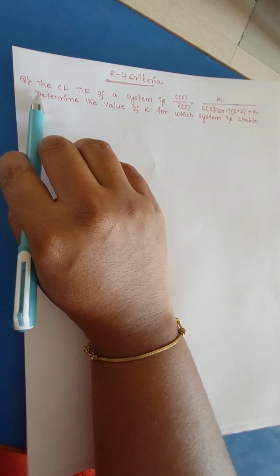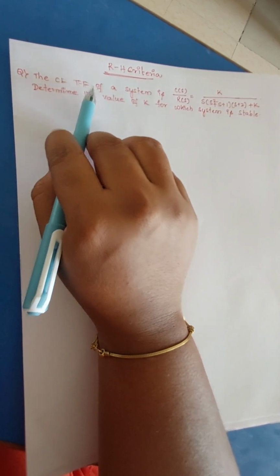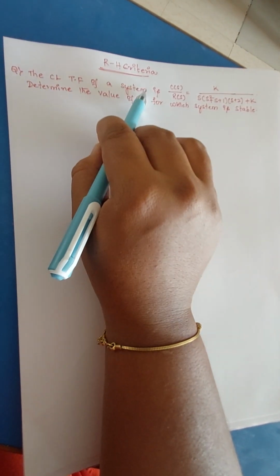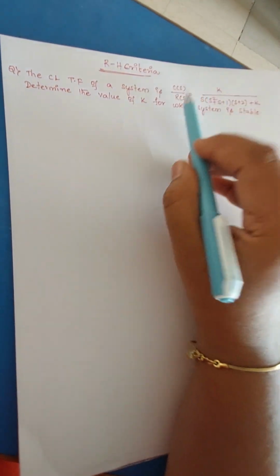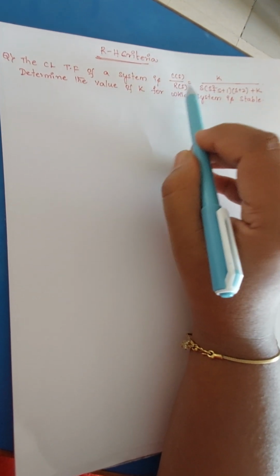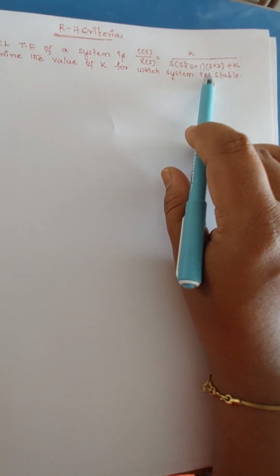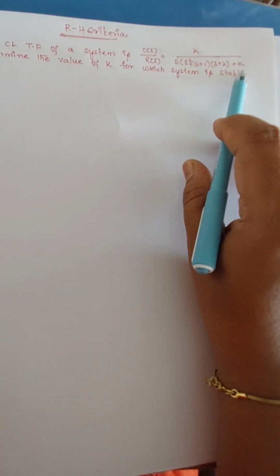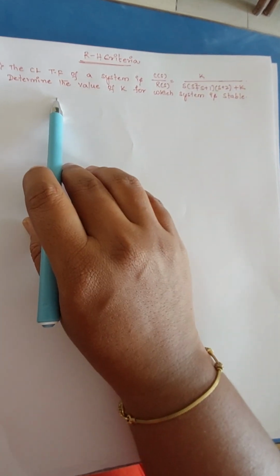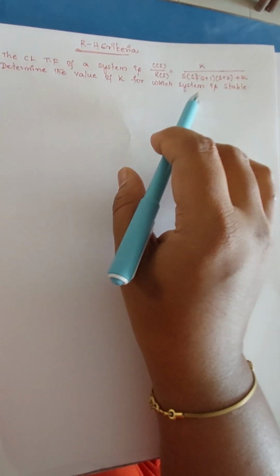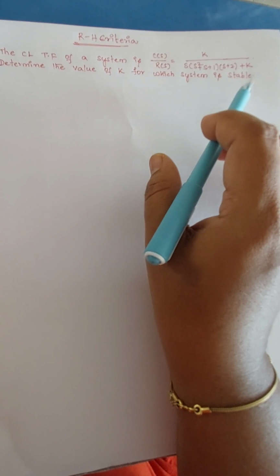The given problem was: the closed loop transfer function of a system is given by C(s)/R(s) = k / (s(s² + s + 1)(s + 2) + k). Determine the value of k for which the system is stable.